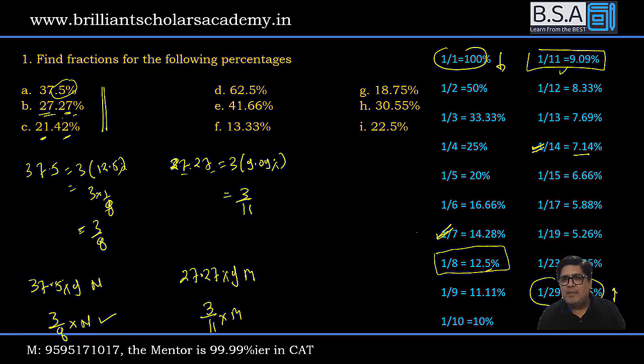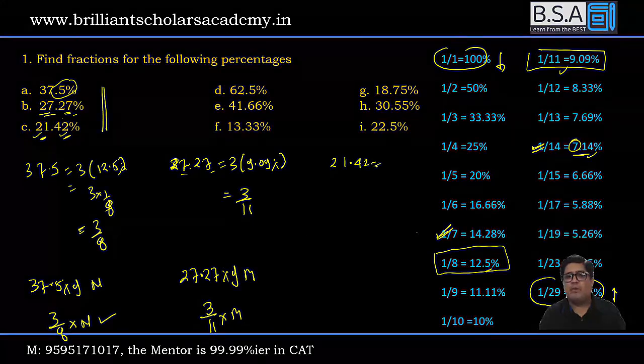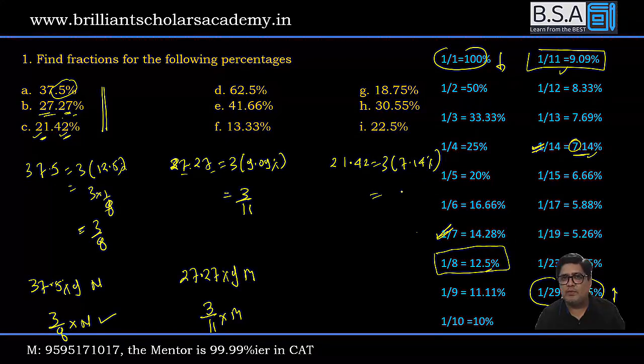Can I say triple of this number? Triple of 7 is 21. Triple of 14 is 42. So basically this looks like to me 21.42 is equal to triple of 7.14. What is 7.14? 1 by 14. So what is this? 3 by 14.